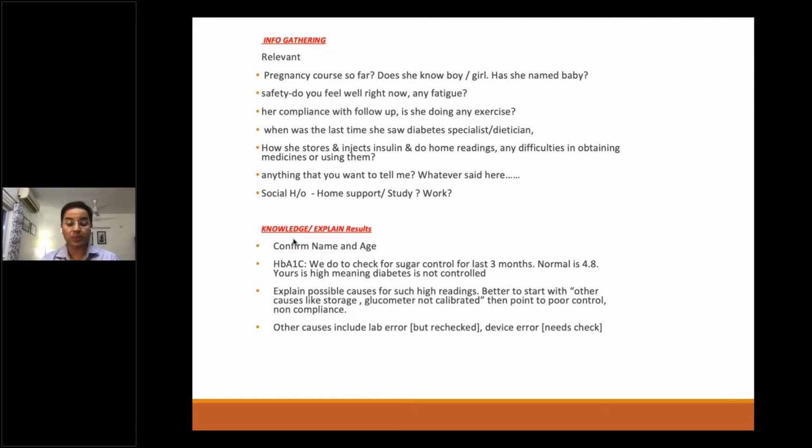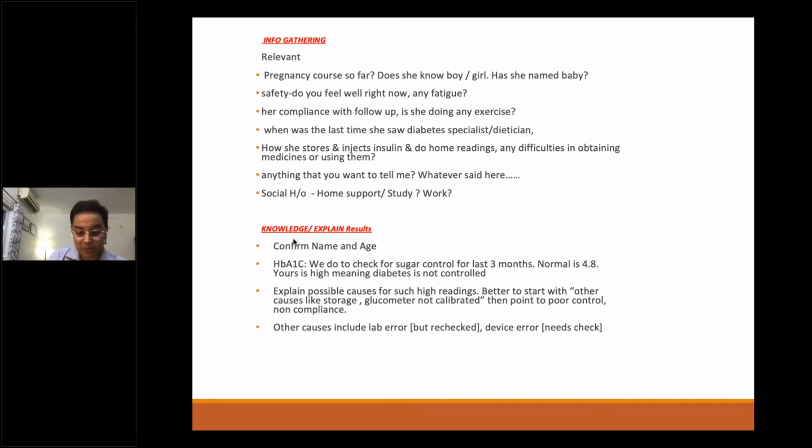Now coming to explaining the results, I think there you used a lot of jargon. We could have started with, okay, let's start. We should first start with her sugar control, because that's what is concerning. So you will tell her that, I see that you have done your blood sugar charting and they are normal, but we have done 2 more tests. One is HbA1c. We check it to look at the sugar control over the last 3 months. Normal is this much, yours is high, that means it is not controlled.